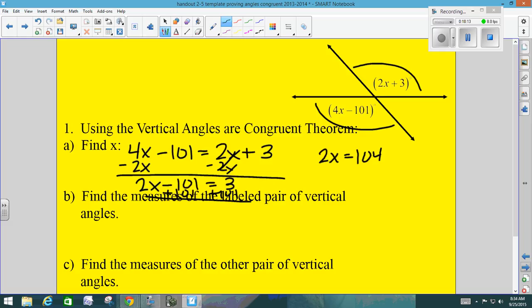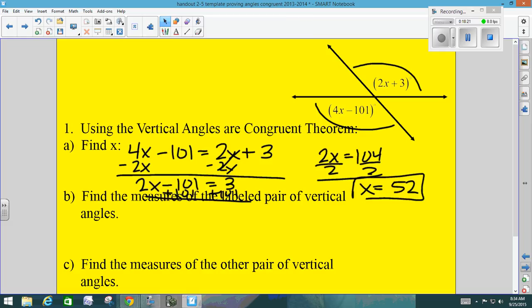And lastly, what do I need to do? And x is equal to 52. Part B says find the measure of the labeled pair of vertical angles. Those are the ones with the x values in them when it says labeled. Isaac Birchill, how would I find the measure of the labeled vertical angles?